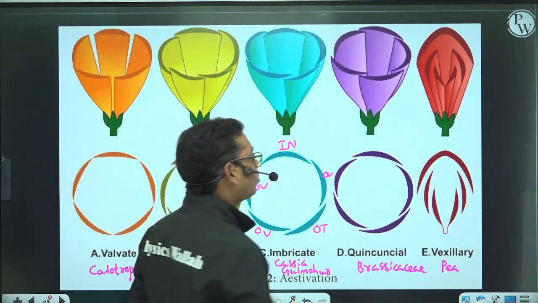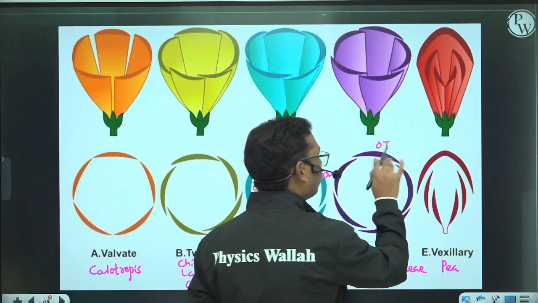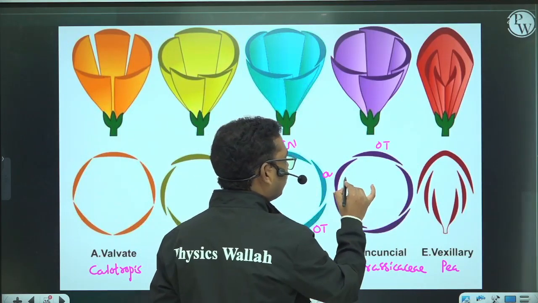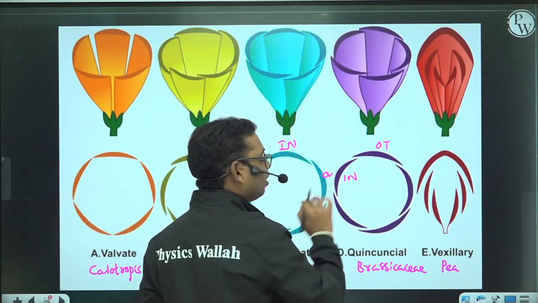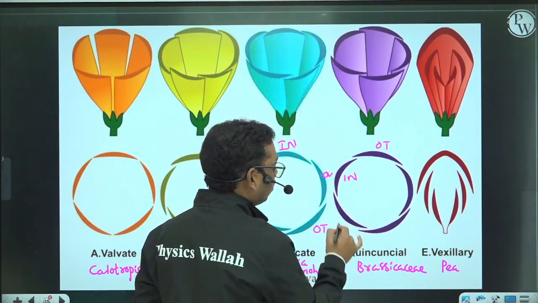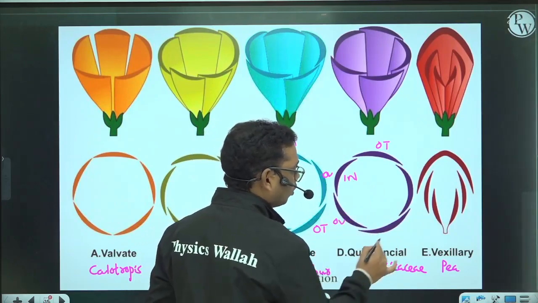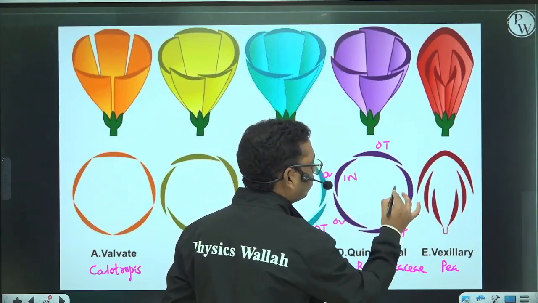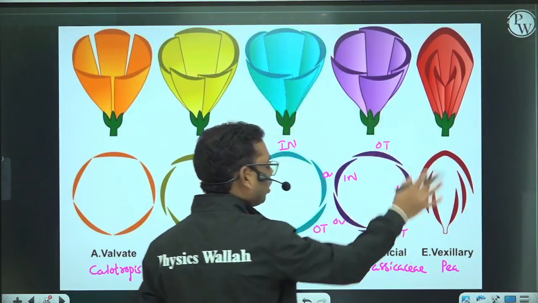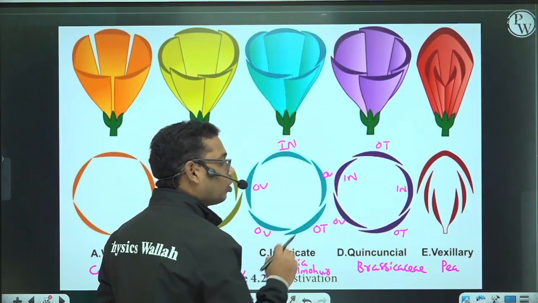Here this is completely outer because it is not overlapped by any other. This is completely inner, this is completely inner. This is overlapped, this is overlapped, this is completely outer, and this is completely inner. And this type of arrangement of these sepals is called quinquincial type.